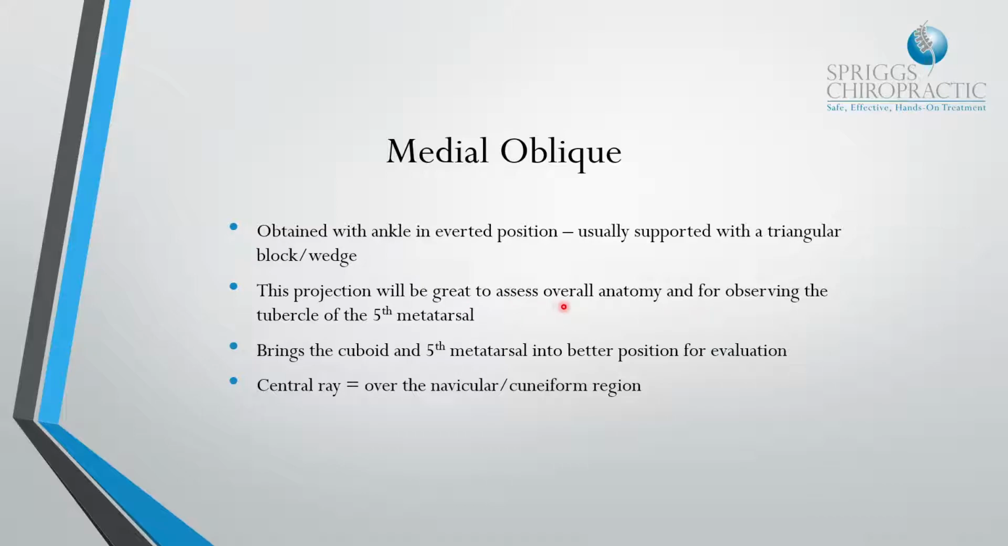Again, great for assessing overall anatomy, and it really brings both the cuboid bone but also the tubercle of the fifth metatarsal into profile, so it's really good for evaluating these two structures just here. Also, again, with the Lisfranc's lines and things like this, when you're trying to evaluate somebody for fracture dislocations, it is very helpful to get a really good quality medial oblique projection. Okay, so central ray is over the navicular and the cuneiform region.